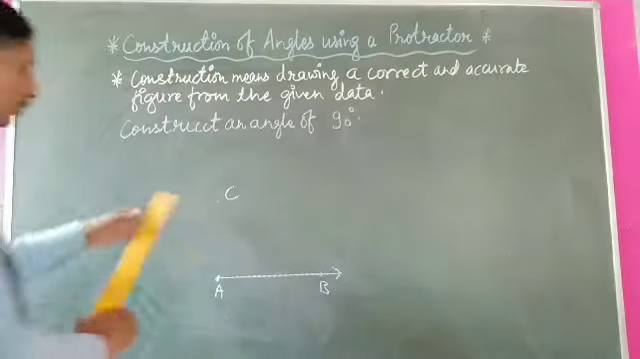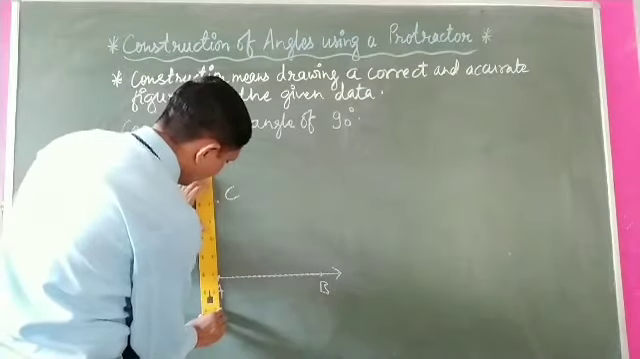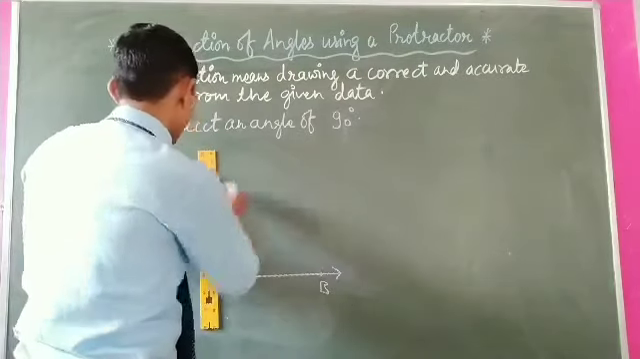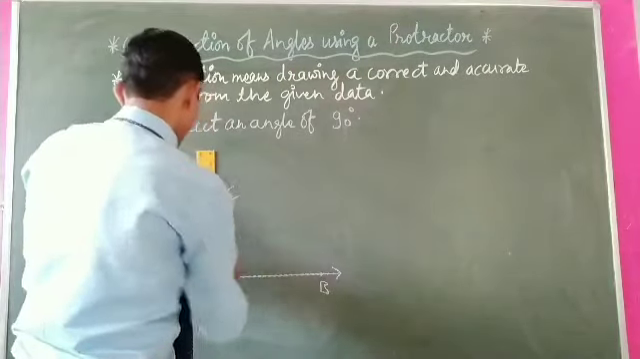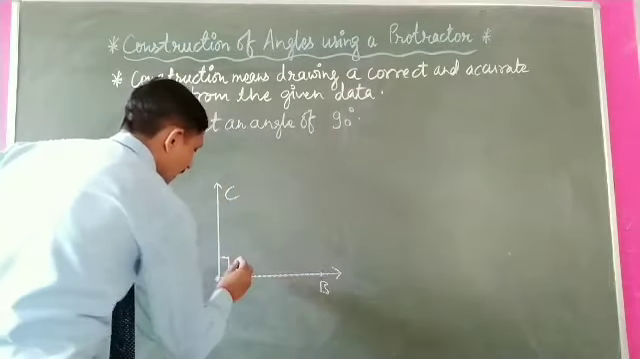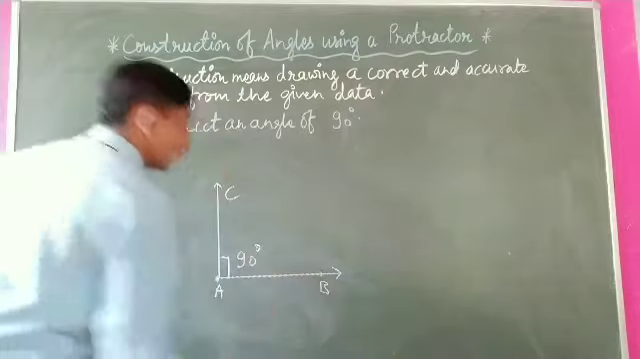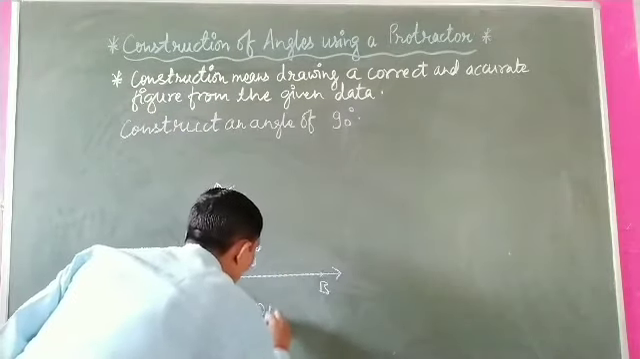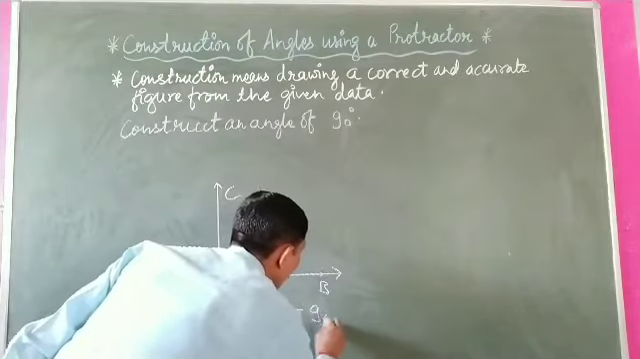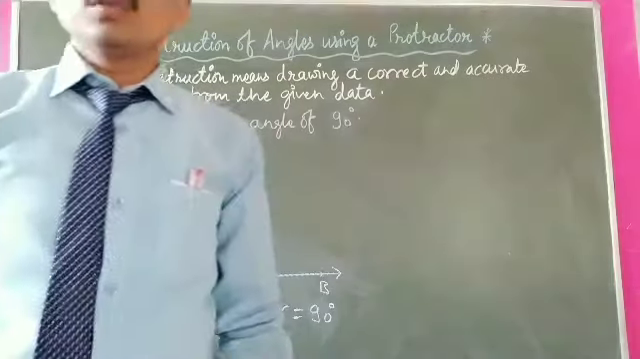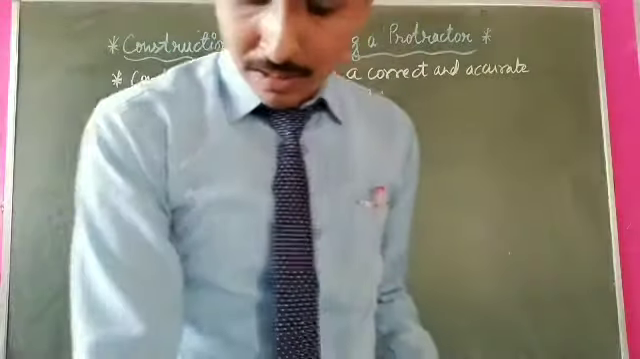Now what do you have to do? Join the vertex A with the point C. So in this way we can construct an angle of 90 degrees. So angle BAC equals 90 degrees. So this is the process to draw an angle using a protractor.